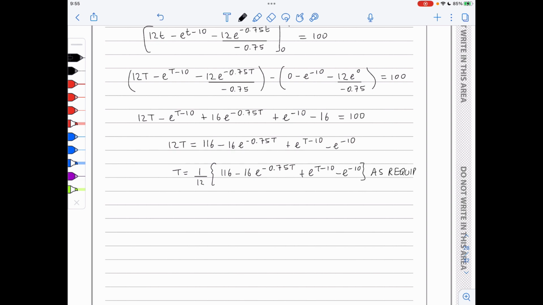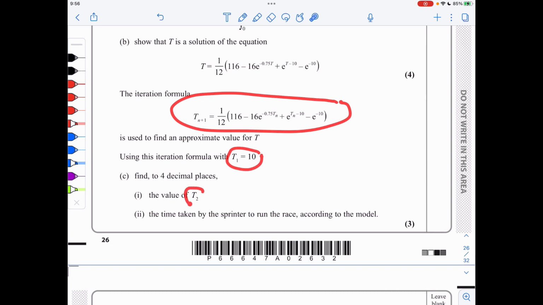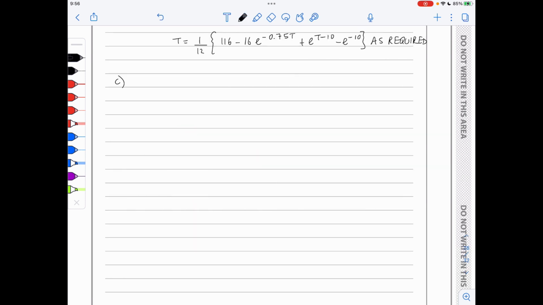as required. Part C, it's an iteration formula, and we need to start with t1 being 10 to find the value of t2, and then find the time taken by the sprinter to run the race. So using the calculator, we start with t1 is 10.